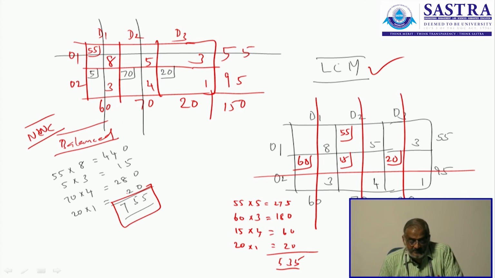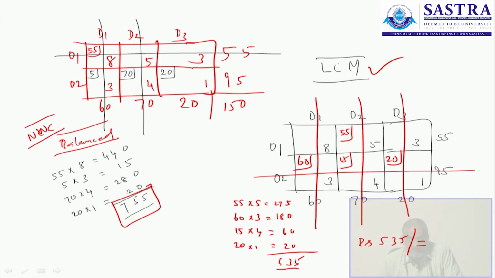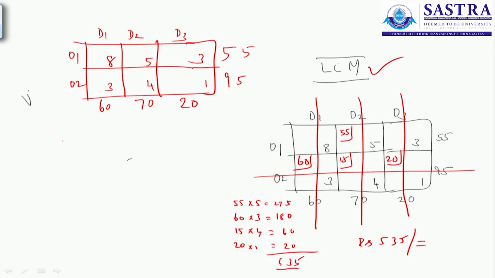Vogel's approximation method can also be taught with the help of the same 2/3 transportation problem, which we will go to now. Vogel's approximation clearly tells that we have to choose the least and the next least for each row and each column. So for the first row, what is the least one? 3. Next least 5. What's the difference? 2 units. The second row, what's the least? 1. Next least 3. Difference is 2 units.